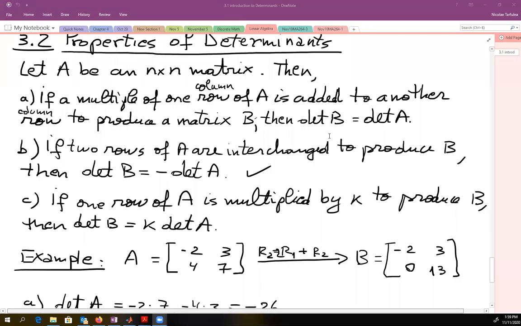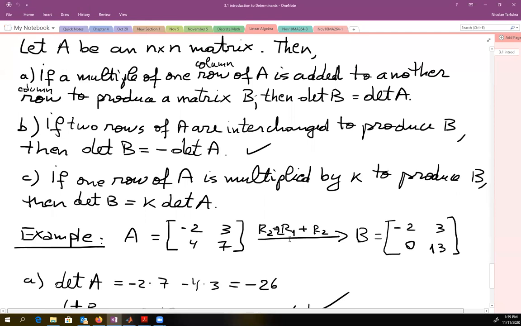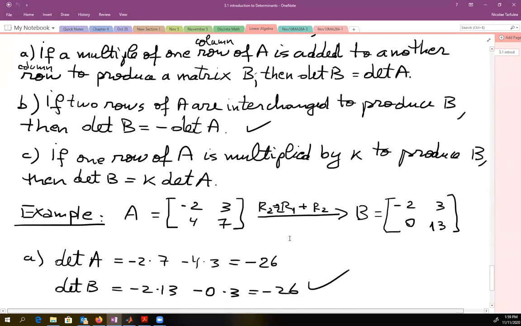And we'll talk about determinants again. If you remember, last time we stopped at these properties of the determinant, those three properties which are here, and we exemplified those properties.